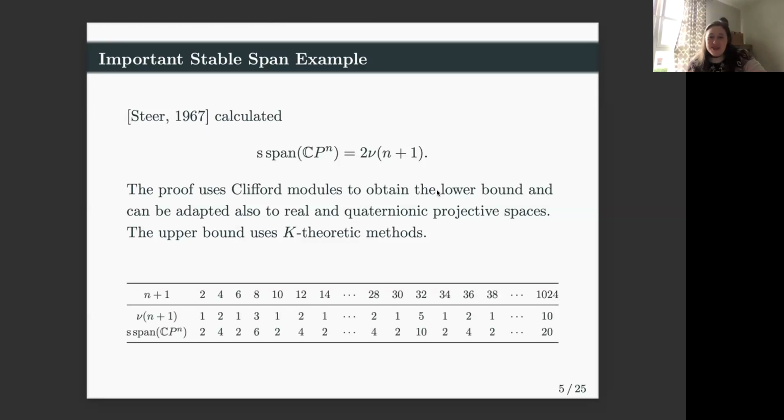And merely for the purposes of illustration, I've just made you this table so you can kind of see. So n+1 is in this row here. And you'll notice that n+1 is only ever even. And that's because if n+1 is odd, then nu(n+1) is 0. So I've just removed the zeros from this table is all that's happened here. And you can kind of just see what's happening with the stable span of CPN. It doesn't grow very much. It's very stable in a way. And I looked at like the first 3,000 n+1s, and 20 is like the biggest that it gets really in that period of time. So it doesn't grow too much.